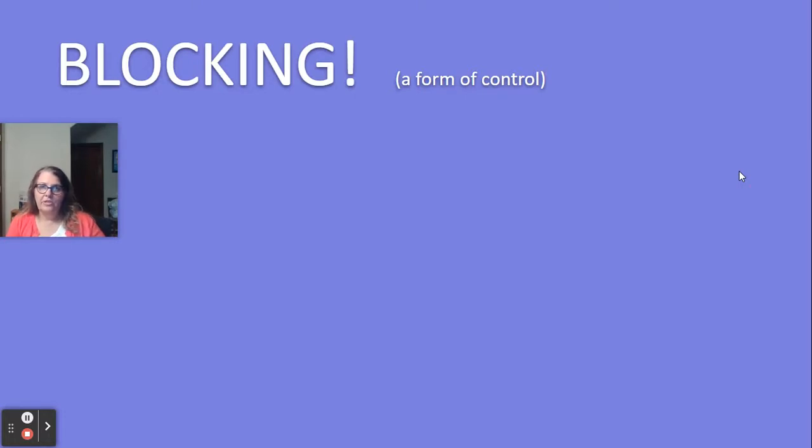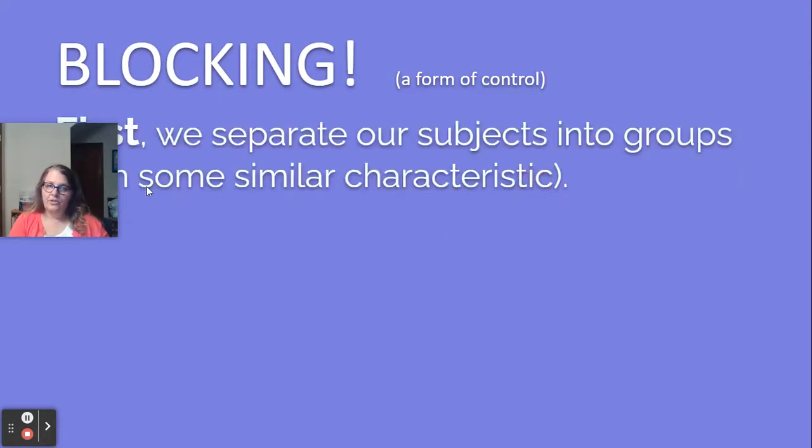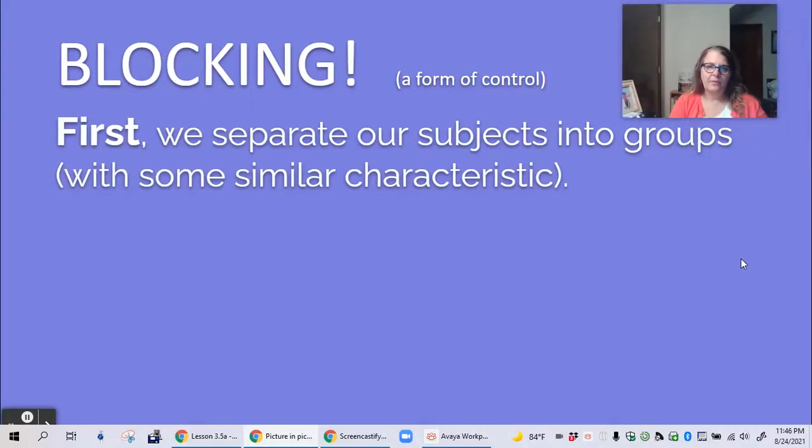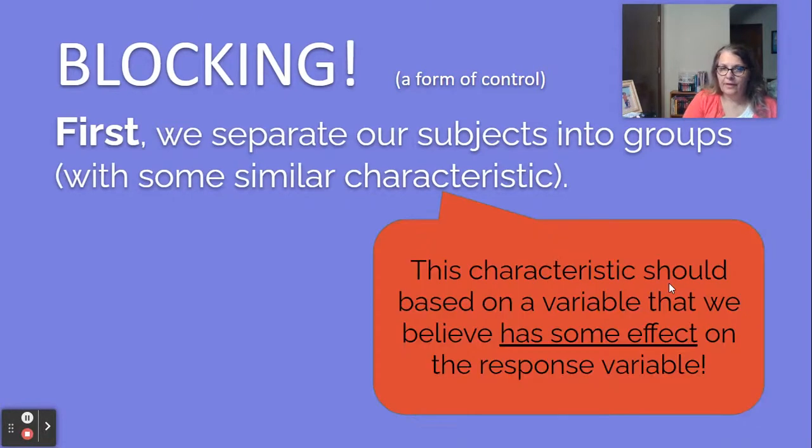So blocking could just be something that you know has an effect on something. And so you want to make sure we're going to separate subjects into groups with similar characteristics. Okay, so we're going to block what that confounding variable could be, just by the fact that we're going to put them all in similar characteristic groups. This characteristic could be based on a variable that we truly do believe has some effect on the response variable. It could be the age. It could be gender.